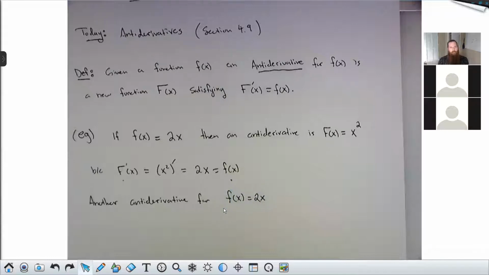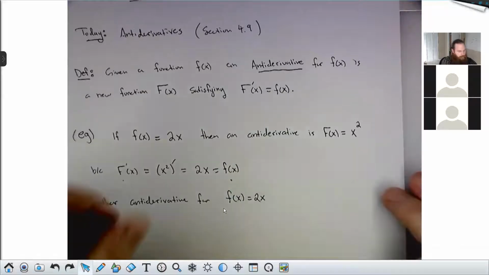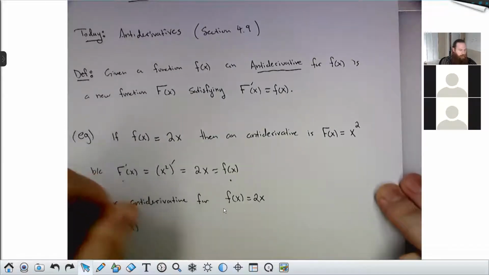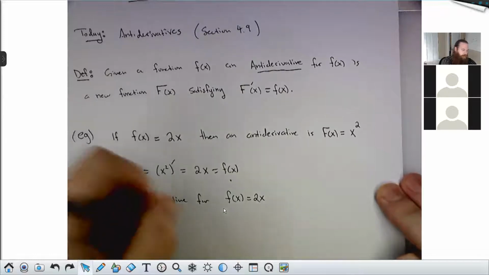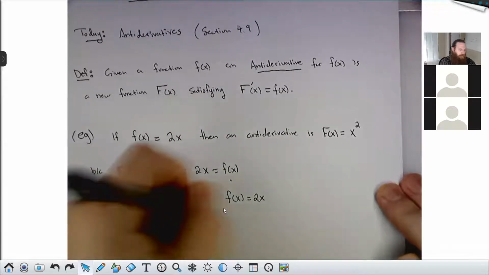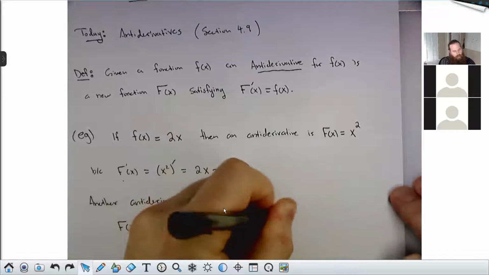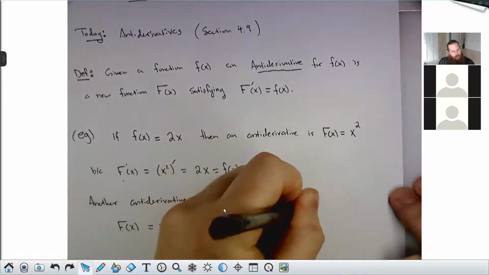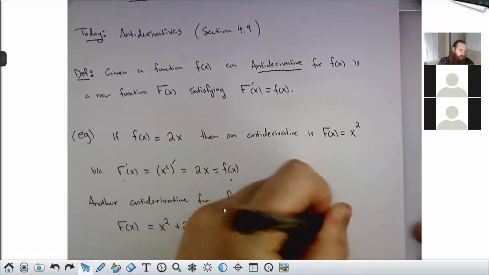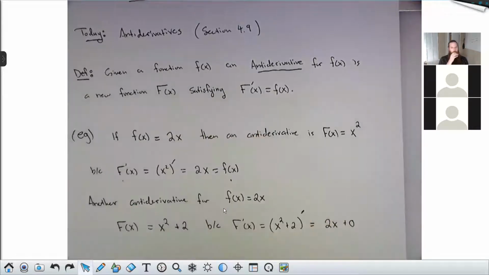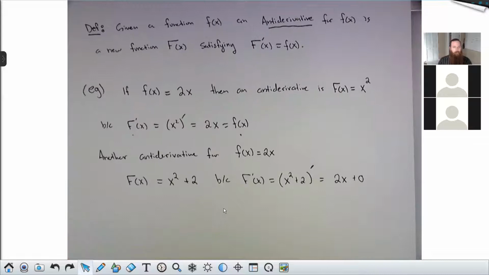Good. Yeah. Another example here that would work is, like Sophia said, x squared plus 2. Because then capital F primed is x squared plus 2 all primed, and the 2 differentiates to 0. Any others? Somebody else give me another antiderivative for this function?